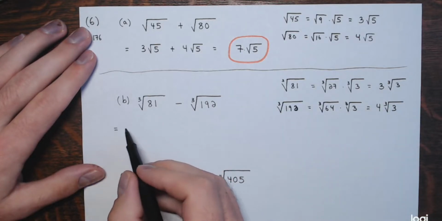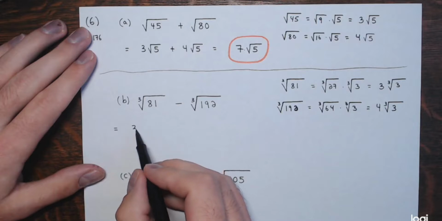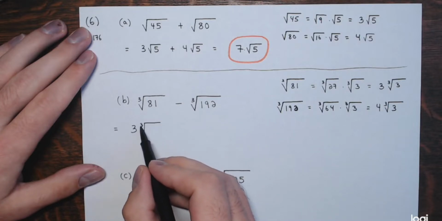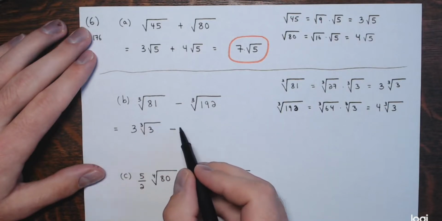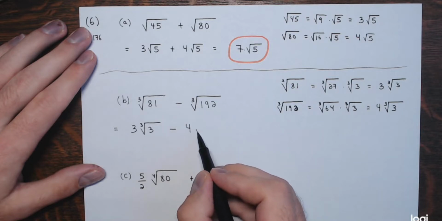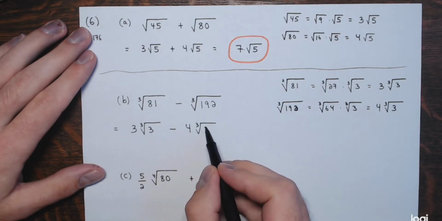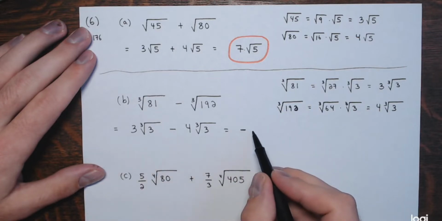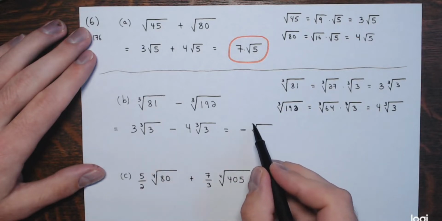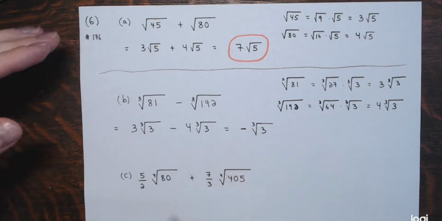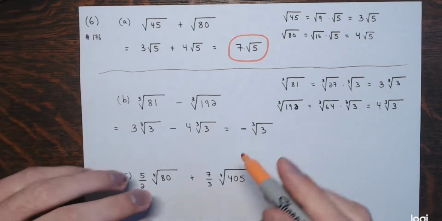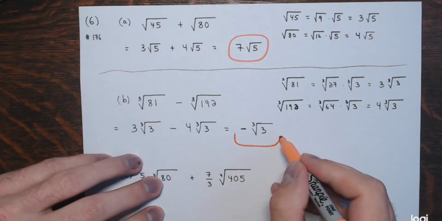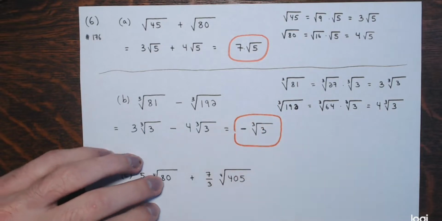So this is 3 times the cube root of 3 minus 4 times the cube root of 3. Putting these together, we get -1 times the cube root of 3. And then I'll just put minus the cube root of 3. Okay. Great.